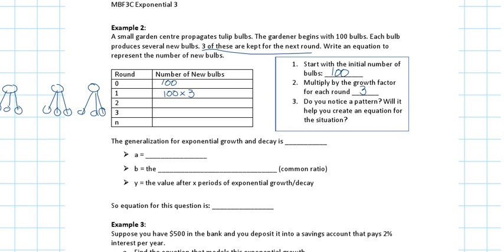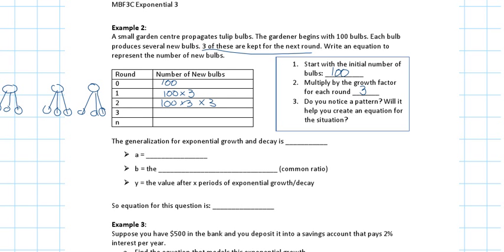So 300. Instead of writing 300, I'm just going to write 100 times 3, and then multiply it by 3 again. I'm taking my answer from here and multiplying it by 3. I want to show you a pattern. For the next round, I'm going to take this answer and multiply it by another 3. Now you see the pattern? How would I write my equation?